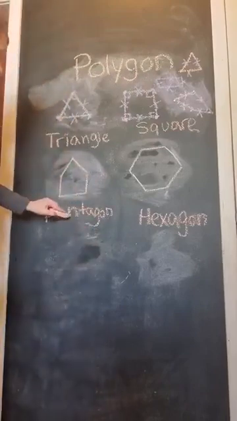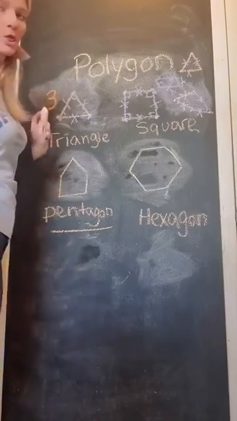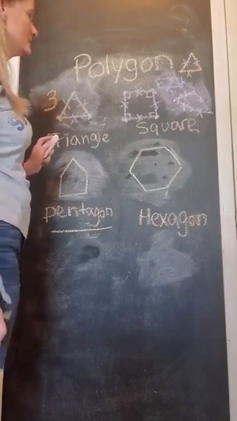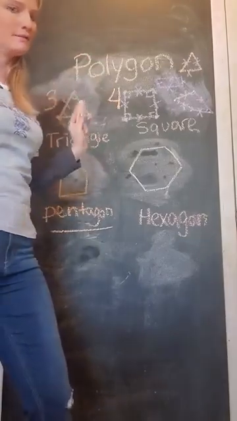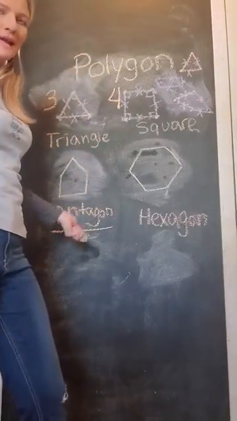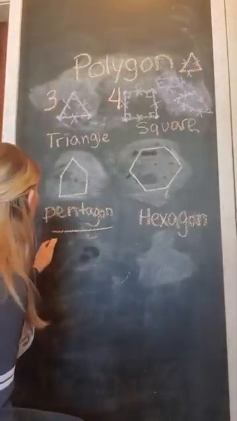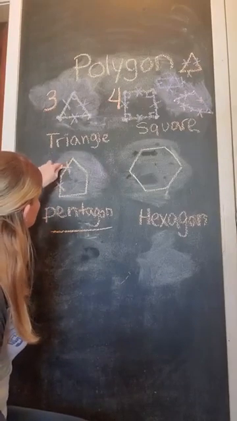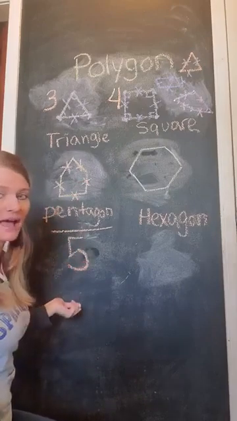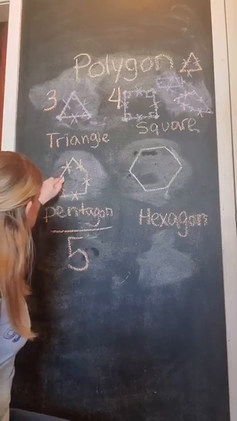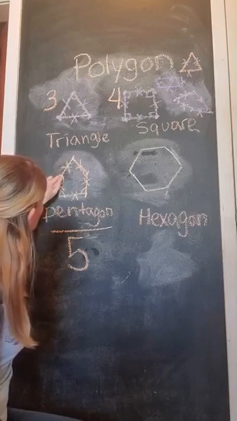Now, we are going to look at this one. This is called a pentagon. So if a triangle has 3 sides, 3 vertices, and 3 angles, and a quadrilateral has 4 sides, 4 vertices, and 4 angles, how many do we think a pentagon's going to have? We have 1, 2, 3, 4, 5. So a pentagon is going to have 5 sides, 5 angles, and 5 vertices.